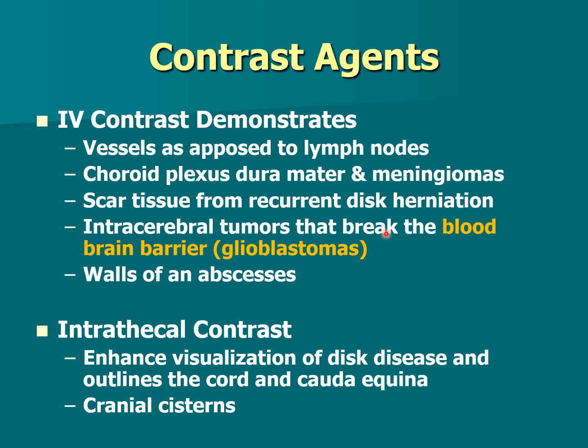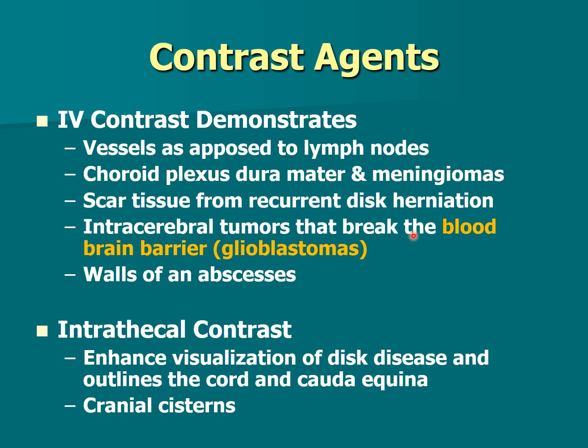Intracerebral tumors that break the blood-brain barrier. I've said before that the blood-brain barrier is sometimes just called the BBB. Normally, the blood-brain barrier keeps contrast in circulation. It does not get out into the tissue. But if there's a break in that blood-brain barrier, then those tumors are going to light up because the contrast would go into them. Glioblastomas, those primary brain tumors, they do that. They suck up that contrast, and they light up. So we can use that IV contrast especially to see those primary brain tumors.